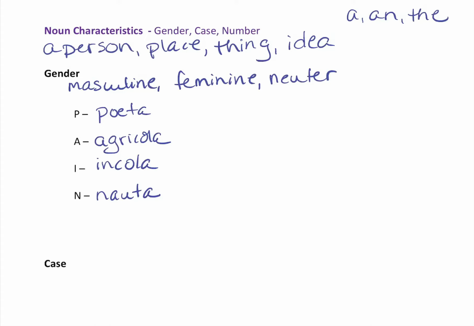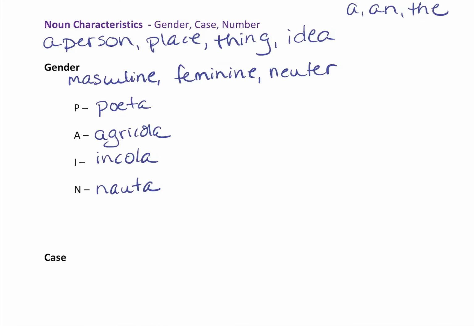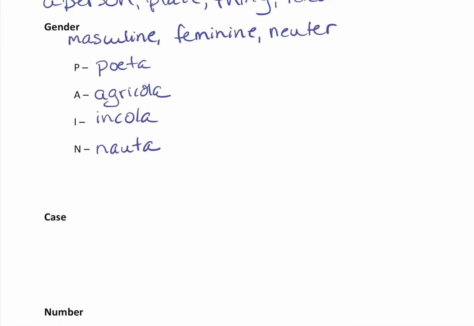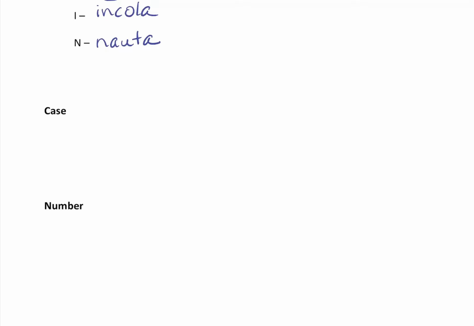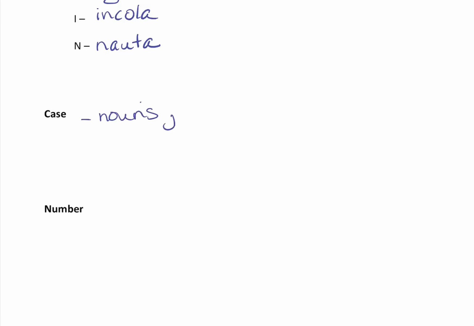Okay, so in Latin, the case of the noun tells you what the noun's job is. There are 5 cases, which I will teach you in a moment. Each of these cases has an ending. So case is really about the noun's job. What is its job? And we'll talk about that in a moment.